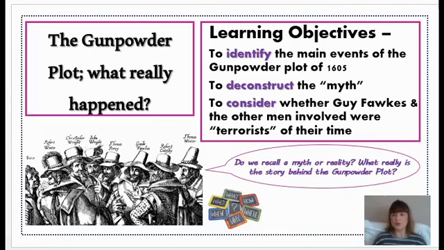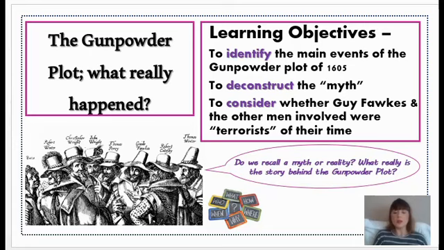So the learning objectives for this lesson are to identify the main events of 1605 and the Gunpowder Plot, to deconstruct the myth. That really means to break down the traditional story and think about, did it even happen, really? So really be quite analytical with the traditional story, try and pull it to pieces and see whether or not you think it happened in the way we're told it did. So who was involved? How many conspirators were there? Would we even class it as a conspiracy? Did it even happen? These are all questions which hopefully you'll have answered at least in some part by the end of this lesson.